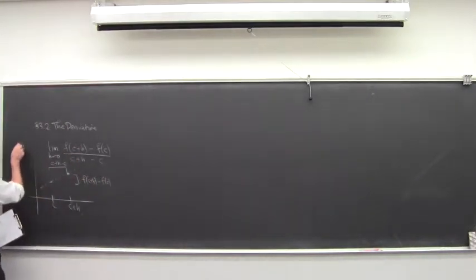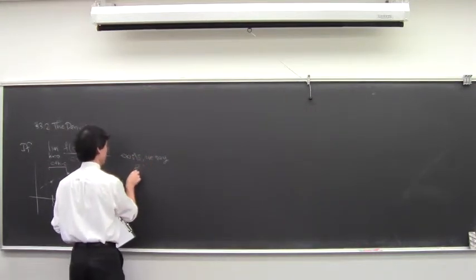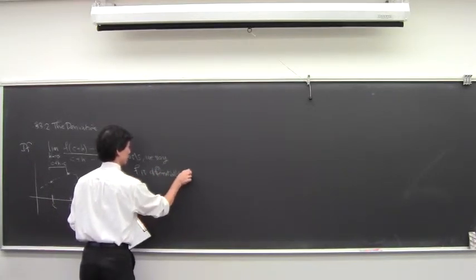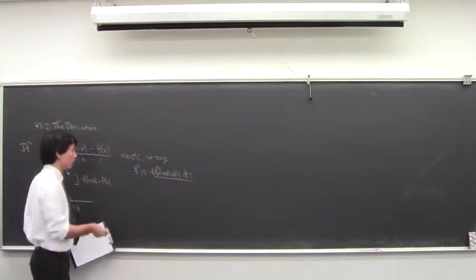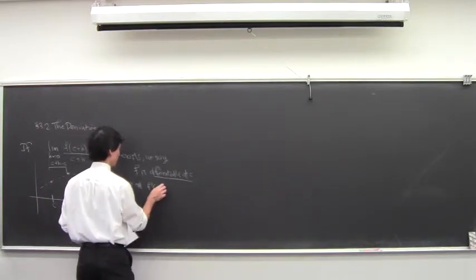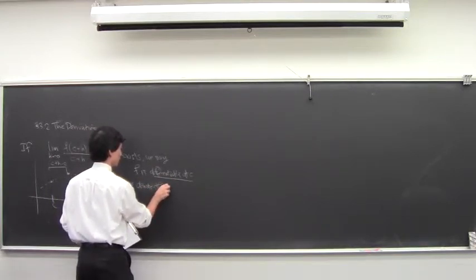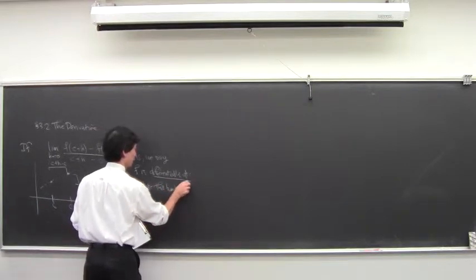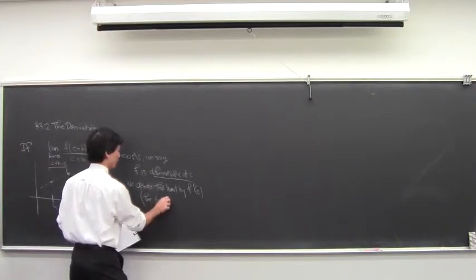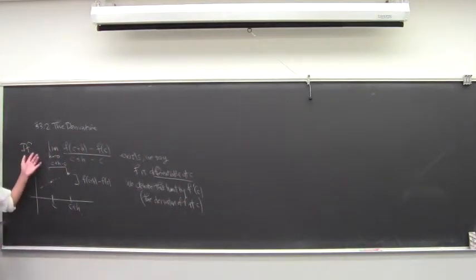So if this limit exists, we say f is differentiable at c. We denote this limit by f prime of c and call it the derivative of f at c. Okay, so that's that.